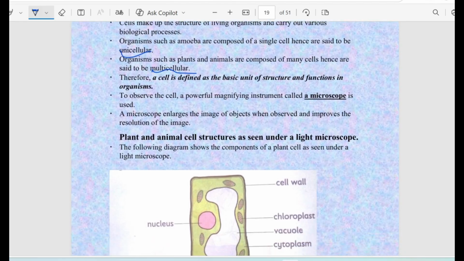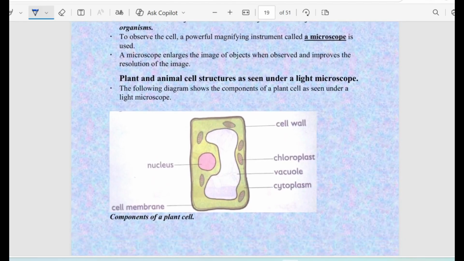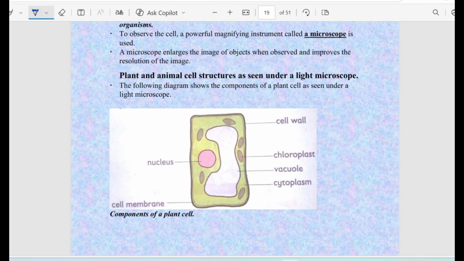Then plant and animal cell structures are seen under the light microscope. The following diagram shows the components of the plant cell as seen under the light microscope. So you're supposed to know the parts of the plant cell, the structures found within the plant cell. The outermost one is the cell wall. We are going to analyze the functions of the cell wall too.